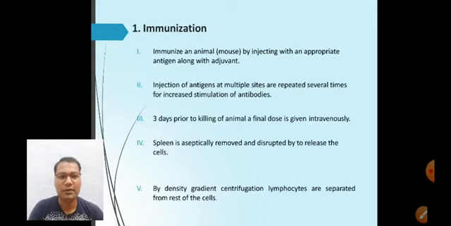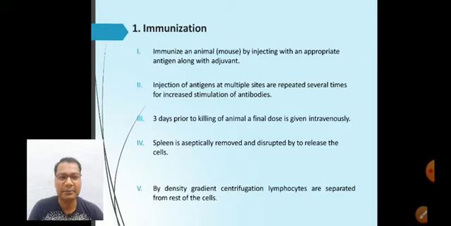Immunization. Immunize an animal, for example a mouse, by injecting an appropriate antigen along with adjuvant. The antigens are injected at multiple sites and repeated several times for increased stimulation of antibodies. 3 days prior to killing the animal, a final dose is given intravenously.